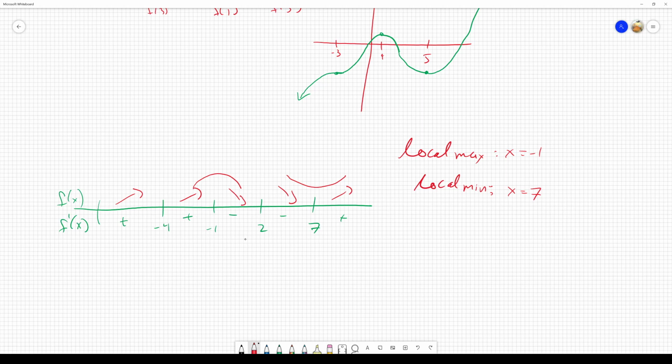And then at 2, what's going to happen is it's going to decrease and it's going to go like that. So it's not going to change direction. And at -4, it increases, then it levels off, then it increases again. So again, you don't get a local extrema. All right. So this is the basic idea. Let's apply it to something.